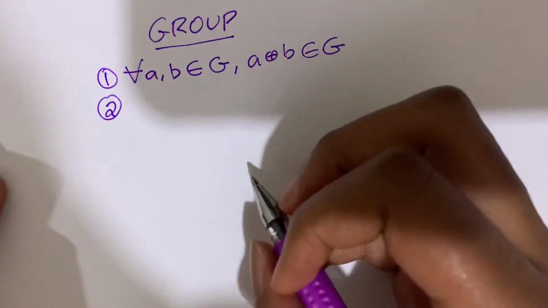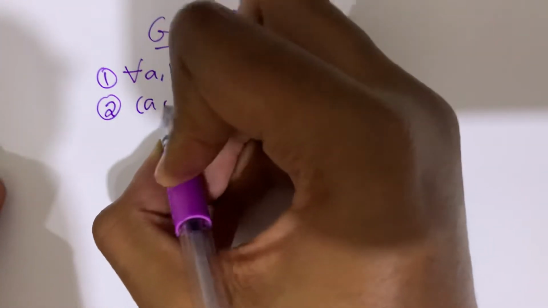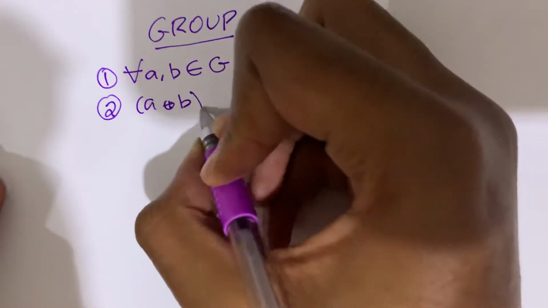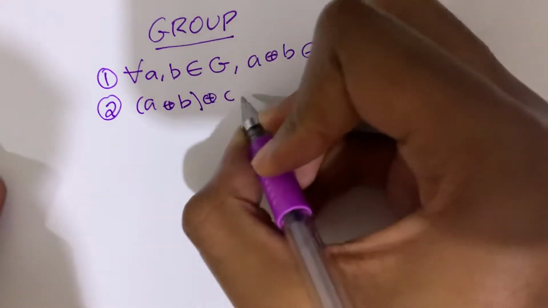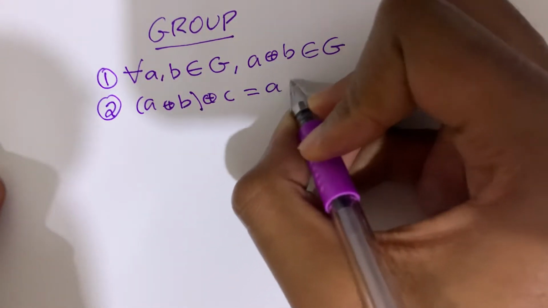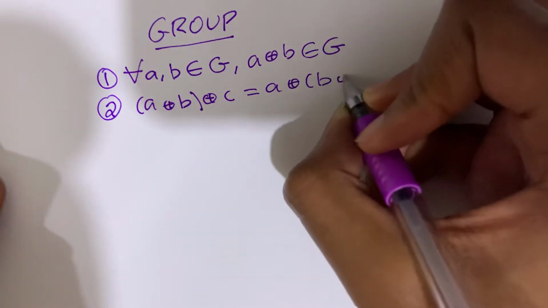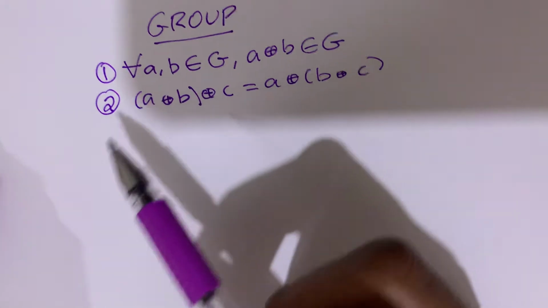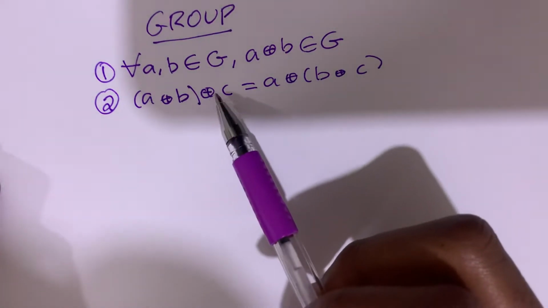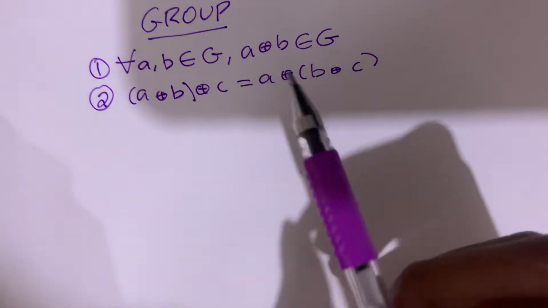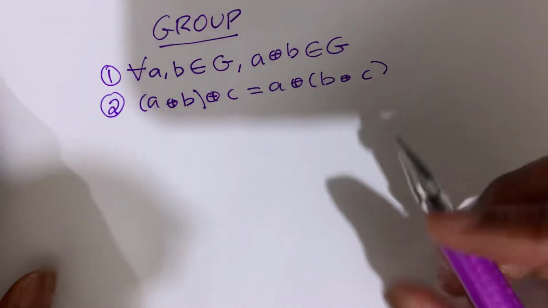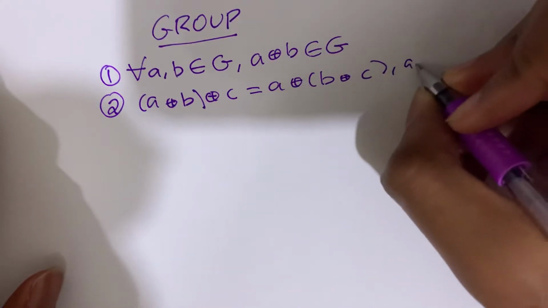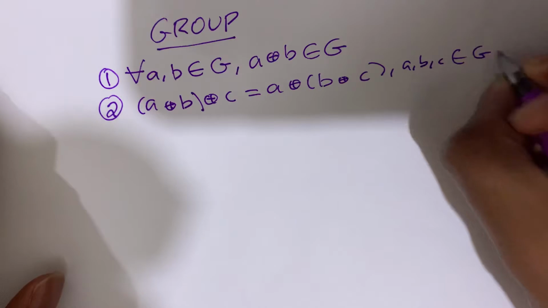Second, A operated with B operated with C should equal A operated with B operated with C. So the order in which you evaluate the operations shouldn't actually matter, like under a change of parentheses, right? Where A, B, and C are elements of some group G.